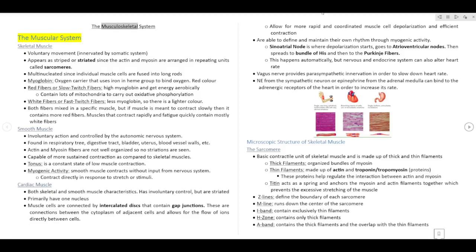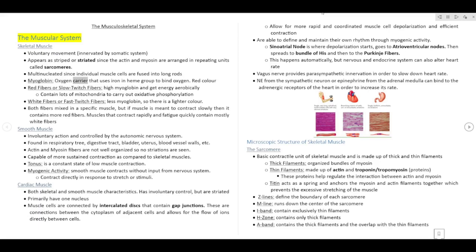The musculoskeletal system. The muscular system. Skeletal muscle. Voluntary movement, innervated by the somatic system. It appears striped or striated since the actin and myosin are arranged in repeating units called sarcomeres. It is multinucleated since individual muscle cells are fused into long rods.